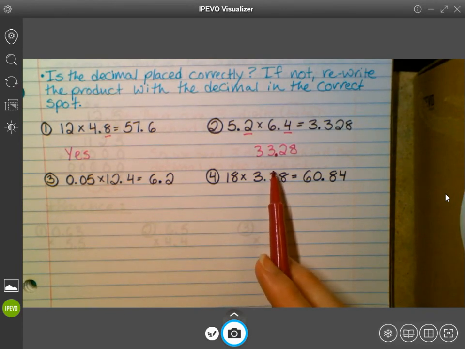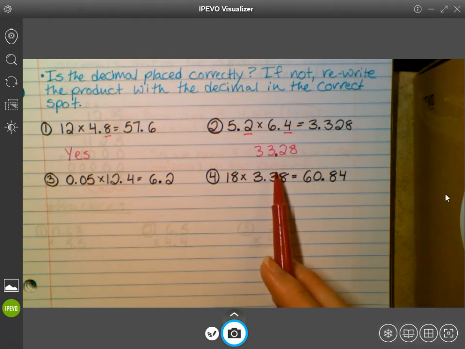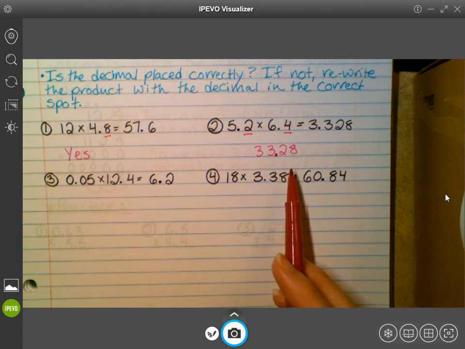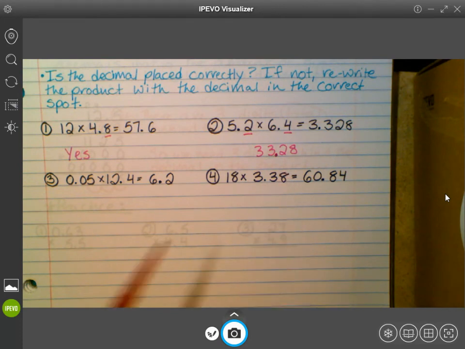All right. How many of you at least recognized that number 2 was not in the right spot? How many of you recognized it wasn't in the right spot? Okay. How many of you put the decimal in the right spot? Okay. All right. Hands down.